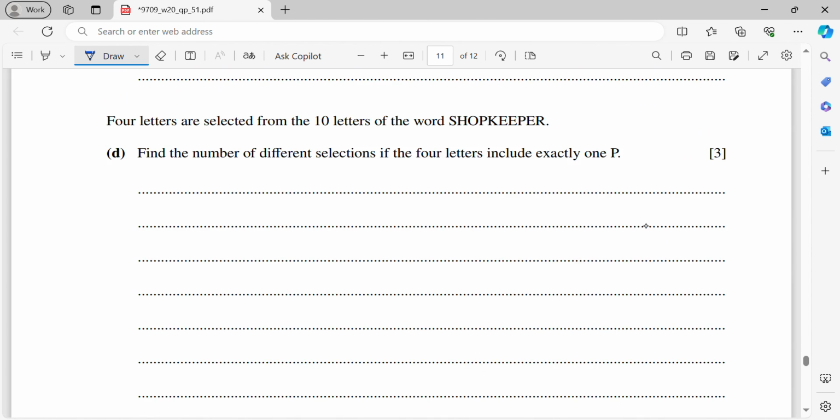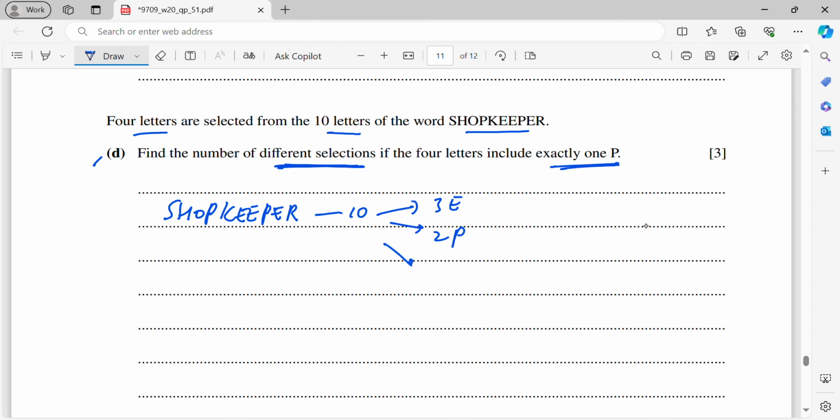Okay, now 4 letters are selected from the 10 letters of the word SHOPKEEPER. Find the number of different selections if the 4 letters include exactly 1 P. So now here, SHOPKEEPER. You have 10 letters, whereby 3 E's, 2 P's, and 5 others. Now, from here, you choose 4, and from this 4, exactly 1 P.